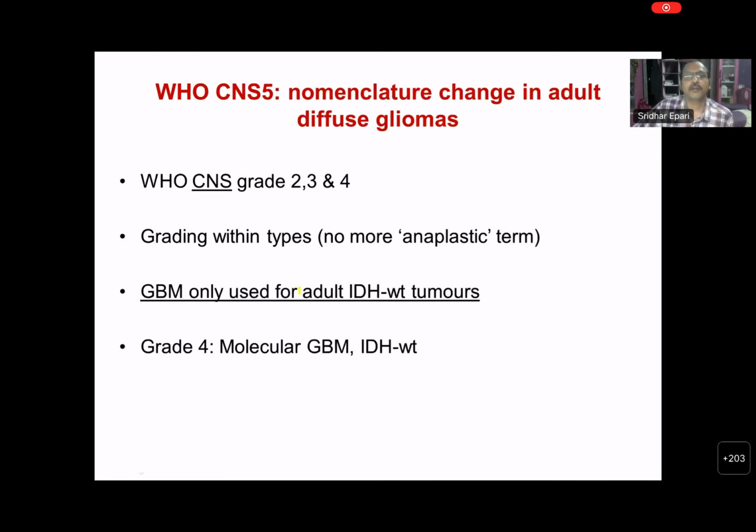So what is the correct nomenclature? Diffuse gliomas will have intratumoral grading. If it is astrocytic, you have 2, 3, 4. You don't call it grade 1, 2, 3, 4. It only starts with 2, 3. Once it is diffuse in adult type, it starts with grade 2.